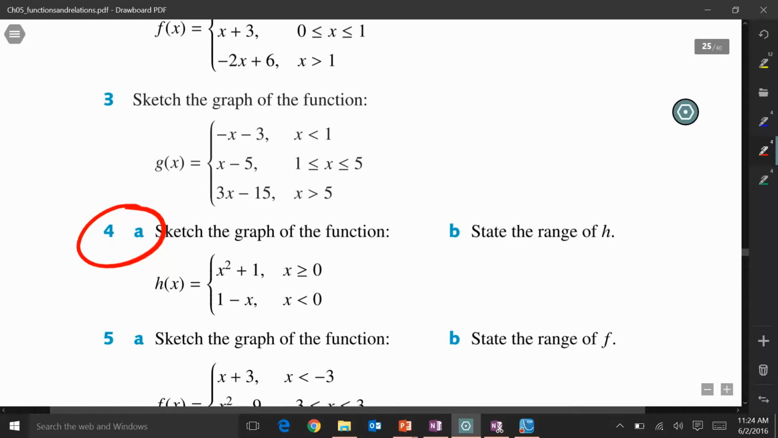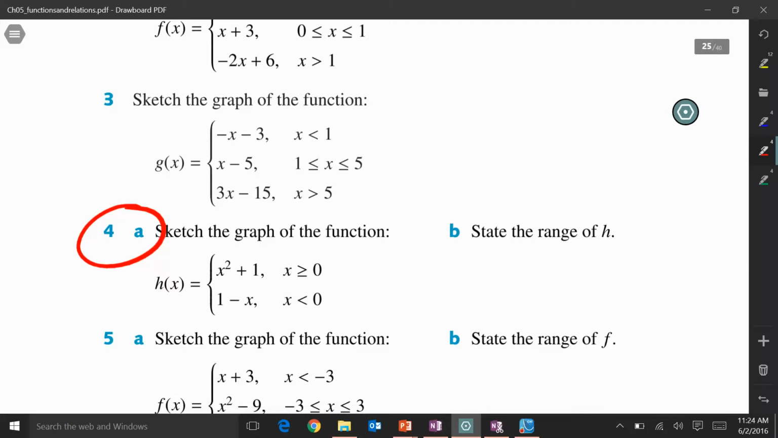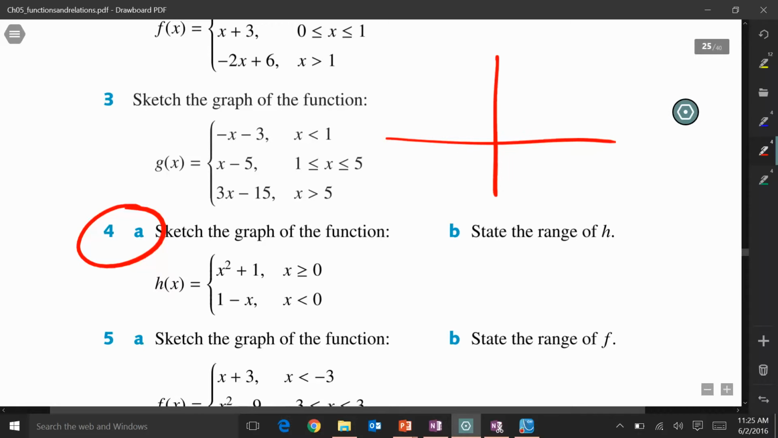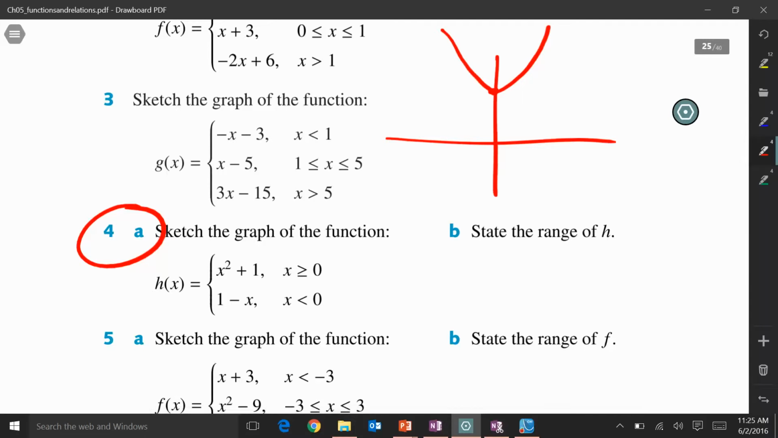Okay, so if you just did 4a, just look at it, draw a quadratic graph, x squared plus 1, but only for x greater than 0, and then 1 minus x for x less than 0. When I look at that, I can already see x squared plus 1 looks like that for x greater than 0, and then that's what the other part looks like. Okay, so a straight line and a quadratic. That's all you're doing. So that's pretty much chapter 5 for you to take in.